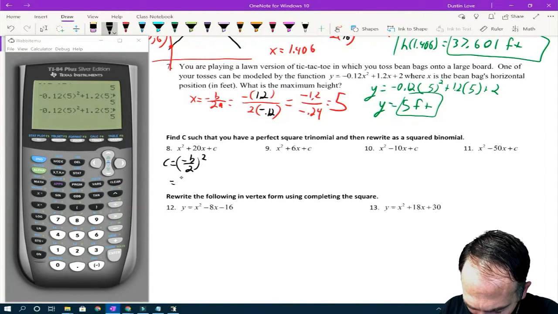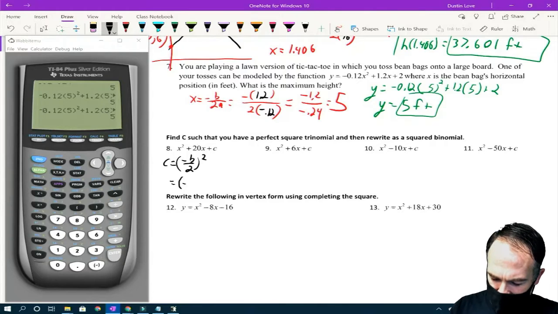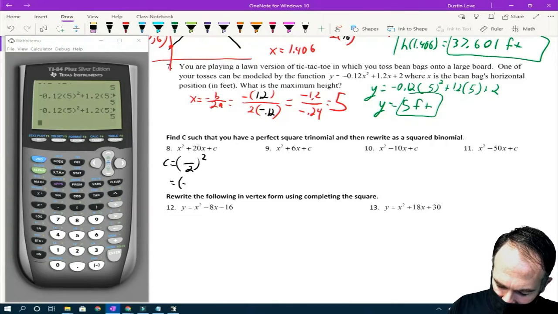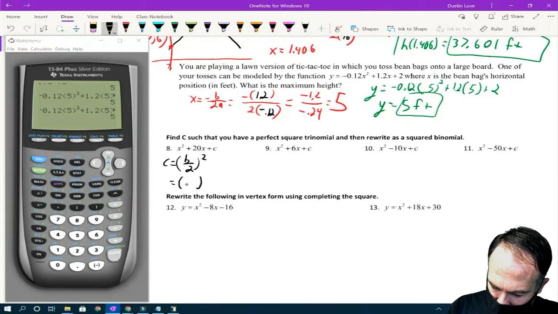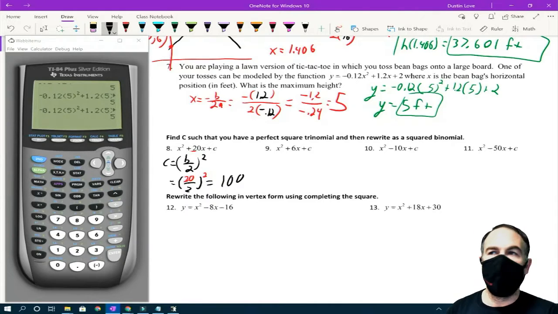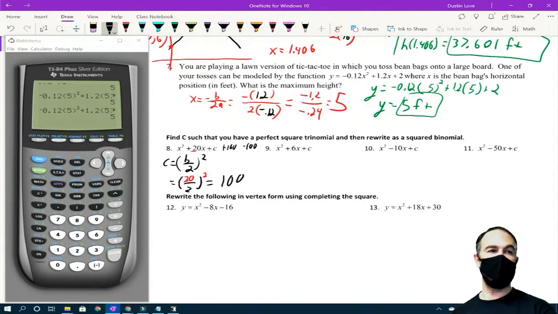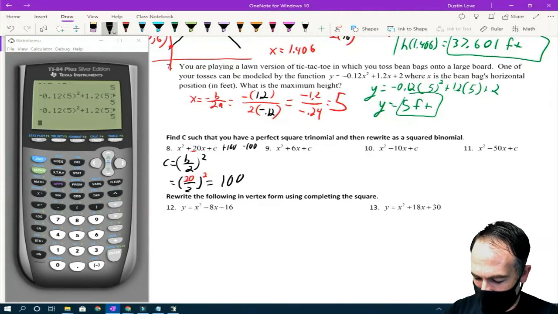So let's plug in. Wait. It wasn't negative, was it? Actually, it doesn't matter. Just b over 2 squared. Sorry, I'm getting my axis of symmetry mixed up in there. Okay, so our b value in this case is 20. So that's going to equal 20 divided by 2 is 10. 10 squared is 100. Now remember, the way we would do that is you would do a plus 100 minus 100, but we'll practice that in the next section. For now, we're just worried about finding C.